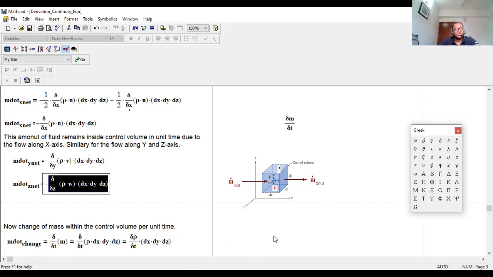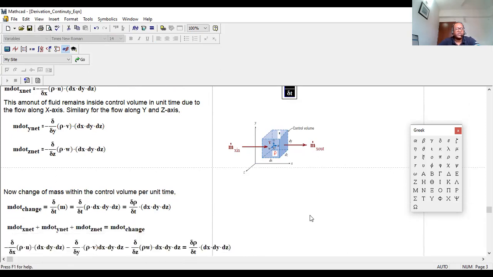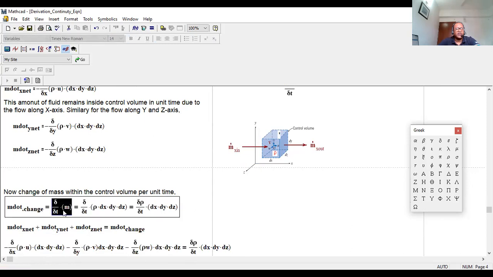Now, what will be the change of mass inside the control volume? Change of mass equals ∂m/∂t. So what will be the m? Volume times density. Volume is not changing with respect to time, only density is changing. So this one I can write as ∂ρ/∂t times volume.